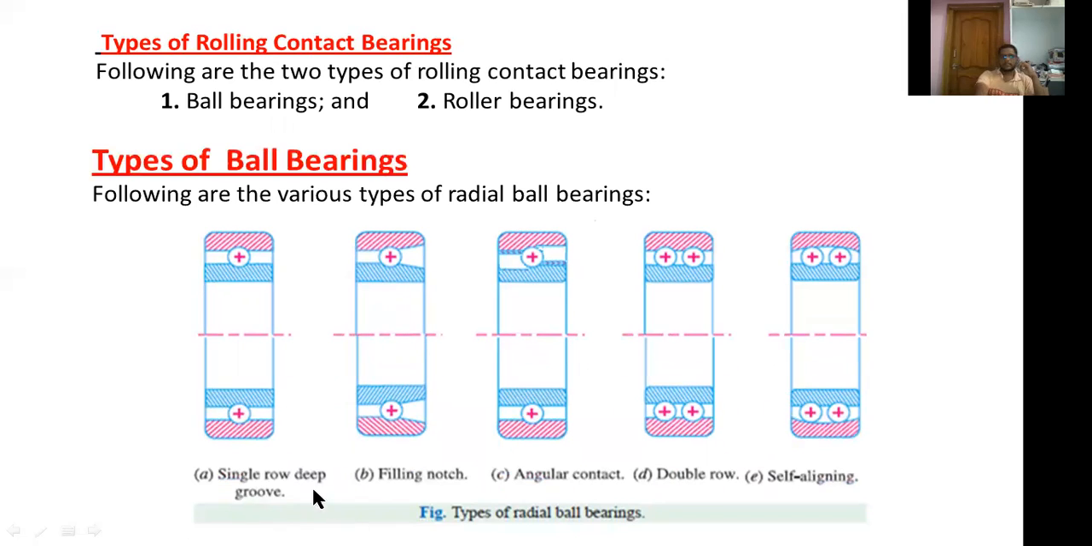These are the different types of ball bearings. First one is a single row deep groove ball bearing, and a double row deep groove ball bearing. This is a double row deep groove ball bearing. This is a single row deep groove ball bearing. In a single row deep groove ball bearing, we are using only a single row of balls.